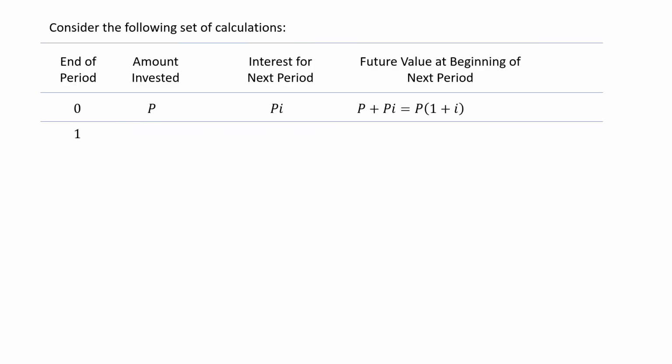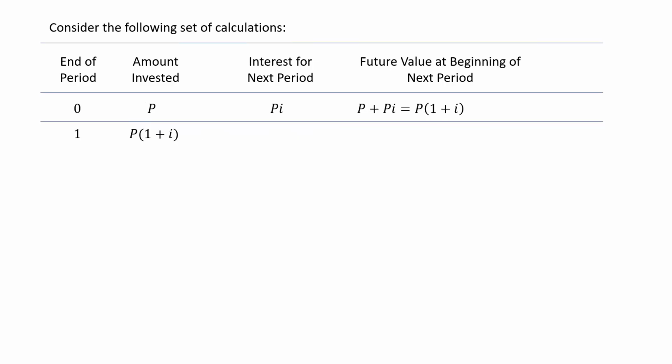Okay. If we are compounding annually, after 1 year, the amount invested, so far as interest calculations are concerned, should not be just the original amount. It should be the value at the beginning of the next period. So we have to say P times 1 plus I is the amount invested for this period. For the second period, which is the end of the first period or the beginning of the second period, the amount invested would be P times 1 plus I, which was this value.